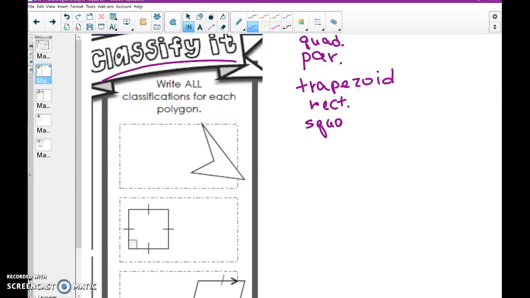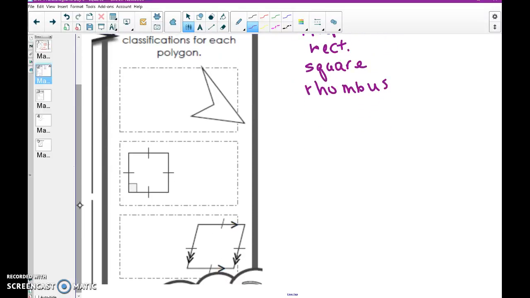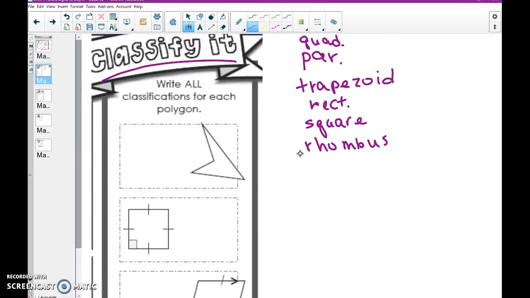Square and rhombus. So these are our 5, 6 options. So the first one, it's kind of a weird shape. Now I know it's not any of my special ones that I've talked about. It's not a rhombus because there's nothing parallel going on there. It's definitely not a square.